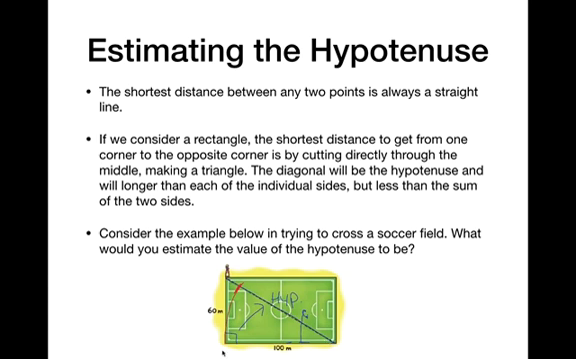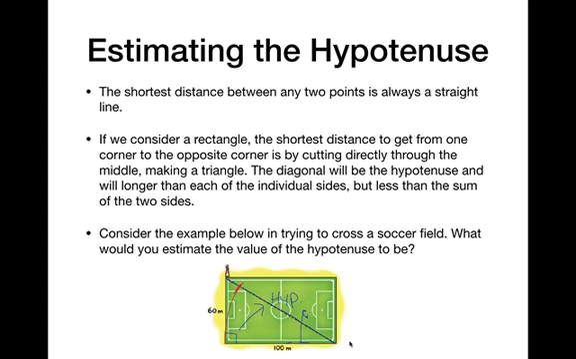And when you do that, because this was a rectangular shape, you do have a right angle in here, right? So you create this right angle triangle, and that path that you just walked would be considered the hypotenuse. So if we're thinking about estimating, yes, we know it's the longest of the three sides. So we know that it would have to be bigger than 60. It would have to be bigger than 100, right? But it would have to be shorter than walking around the field.